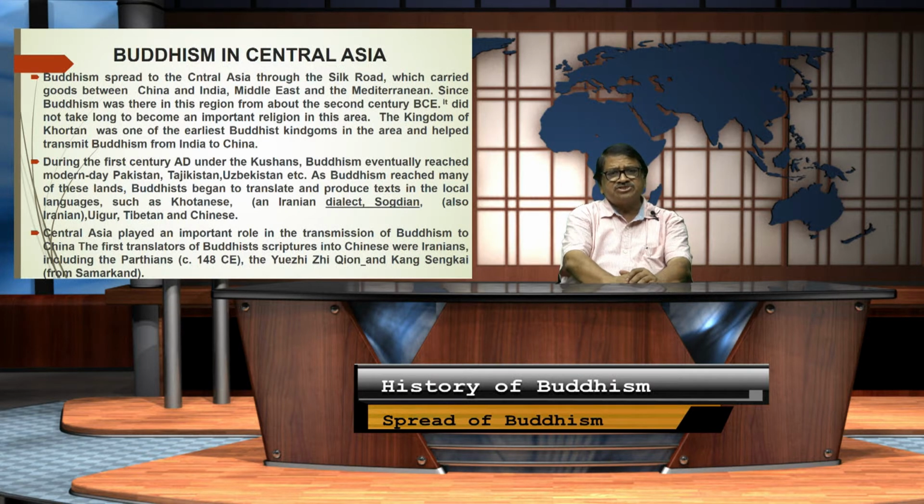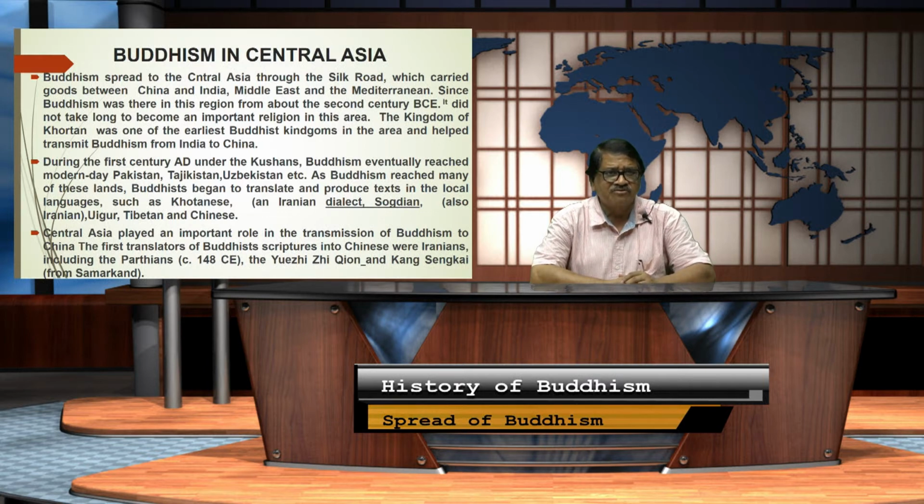As Buddhism reached many of these lands, Buddhists began to translate and produce texts in local dialects and languages, such as Khotanese, an Iranian dialect, Sogdian, also Iranian, Uyghur, Tibetan and Chinese. In the different languages, these Buddhist texts got translated for the use of the travelers.